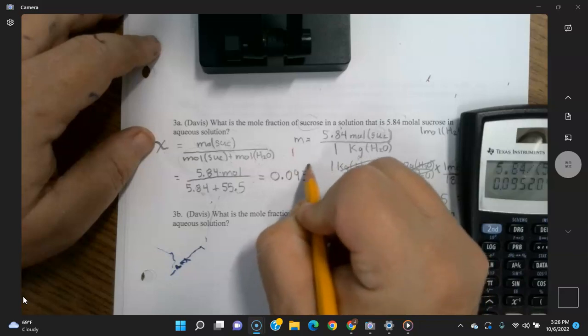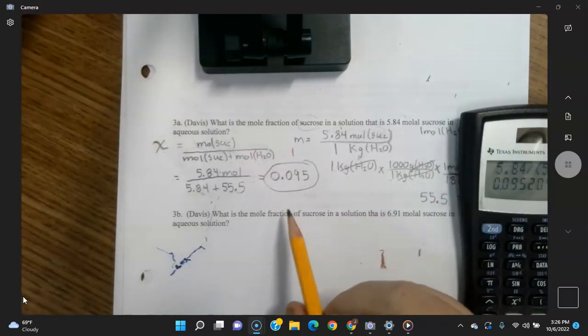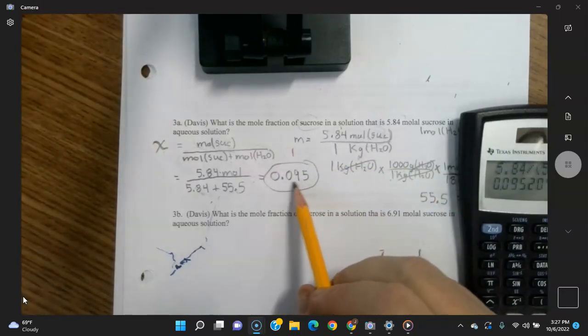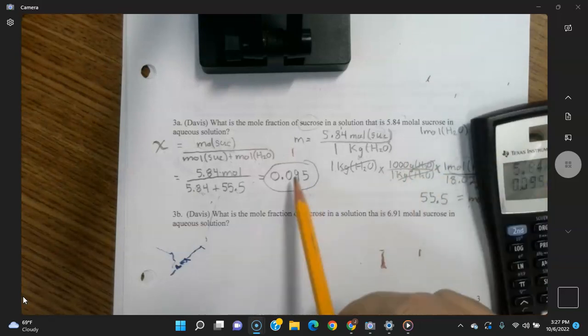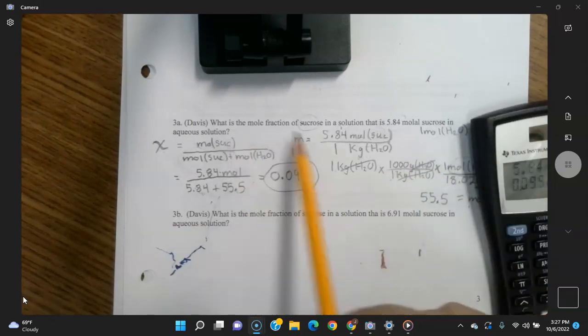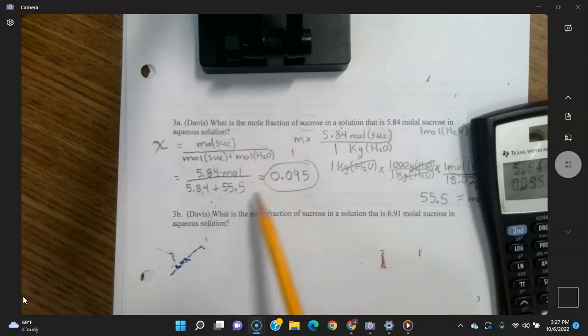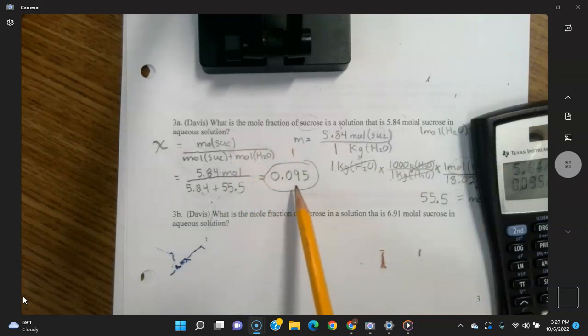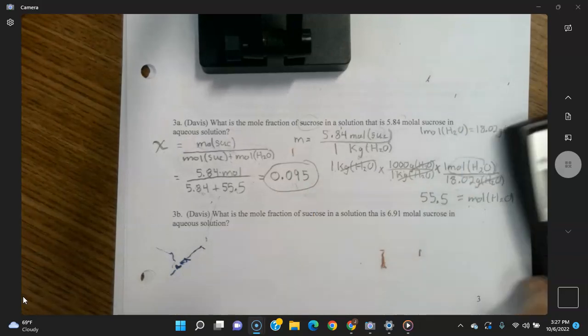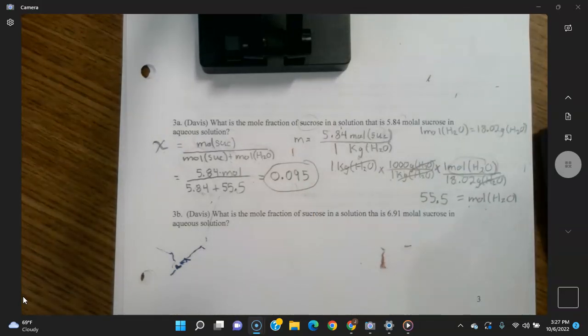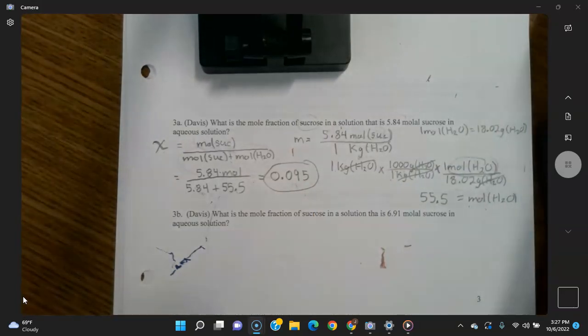And there are no units to a mole fraction. What it's saying is that 0.095 of the solution is sucrose. So the rest of it would be water. Now, it's not a percentage, it's just a fraction. They call it a mole fraction even though it ends up as a decimal number. Okay, so again, take a look at that, study that, and then do 3B.